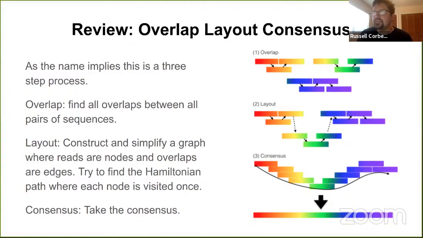And the basic steps of this are exactly as the name would imply: overlap, layout, and consensus. The idea is you start by finding all possible overlaps. In other words, you do an exhaustive pairwise comparison between all of your reads. You then lay it out such that the graph is defined so that each of the sequences is a node and the edges are the overlaps between them. And then finally, what you're going to try to do is take what's called the Hamiltonian path, where you want to visit each node once as you traverse the graph.